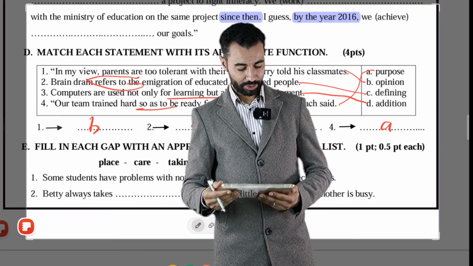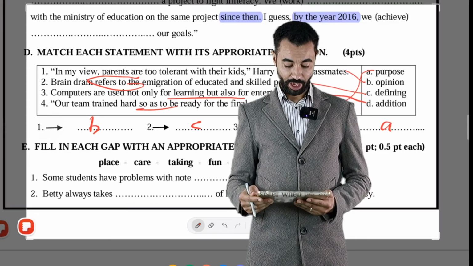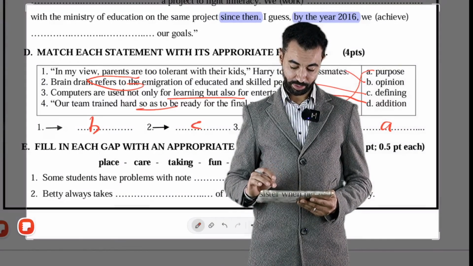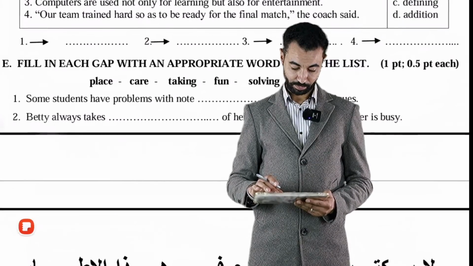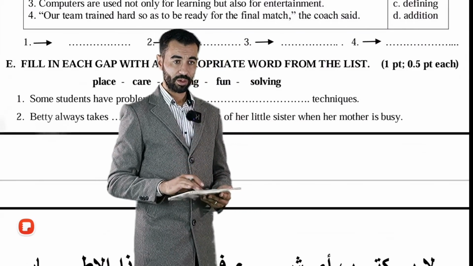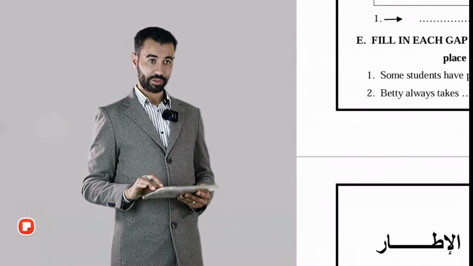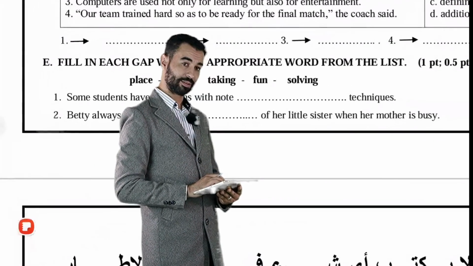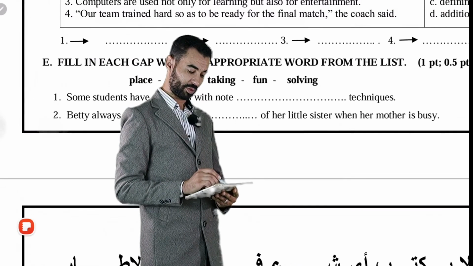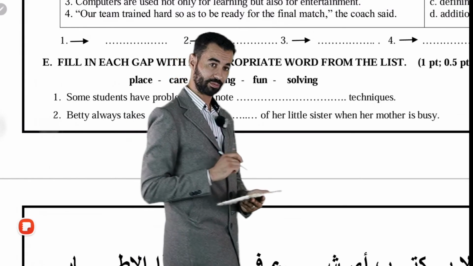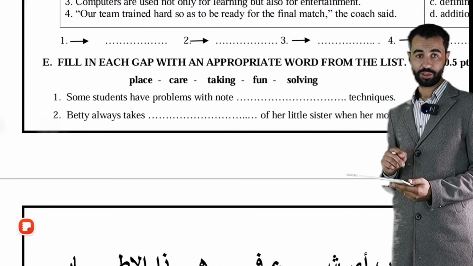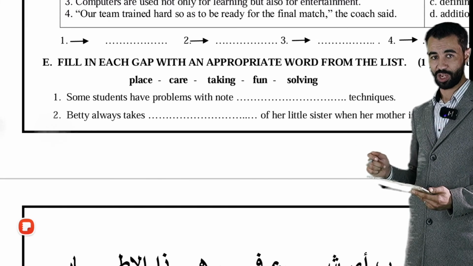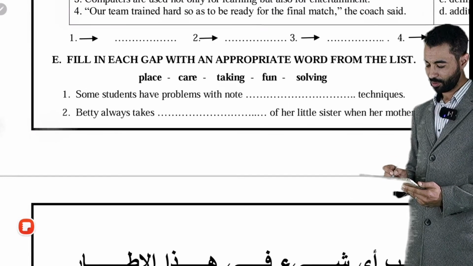All right. So let's move on to question F. Fill in each gap with an appropriate word from the list. Let us go back to the document. Some students have problems with note techniques: note place, note care, note taking, note fun, note solving. What do you do for your notes? Do you place them, care them, take them, fun them, or solve them? Yes, so it's note taking, and this is a collocation.